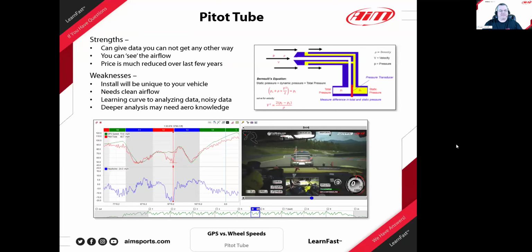Pitot tubes is the third one that we're going to talk about briefly and show a slide, and this is just measuring the airspeed coming at the car.